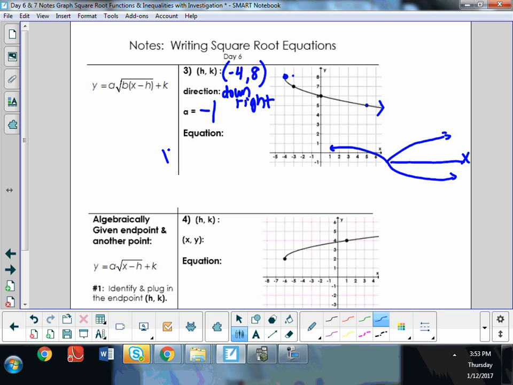Okay, from here I can write my equation. So I have a negative 1 in the front. People don't usually write the negative 1. They'll just put a negative sign if it's a 1. Underneath, I have my x, insiders lie, so plus 4, outsiders tell the truth. So that's how I'd write my equation for that.